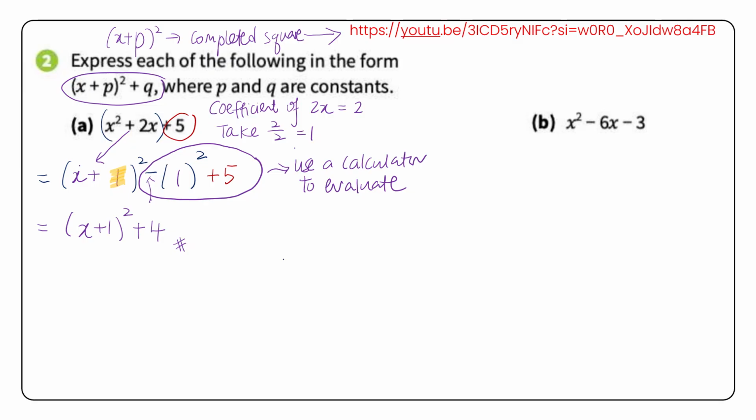Let's look at question B. We're going to complete the square for x squared plus 6x only. So the coefficient of your x term, 6x, is 6. We're going to take 6 divided by 2, which gives you 3. Okay, so that's step number 1.